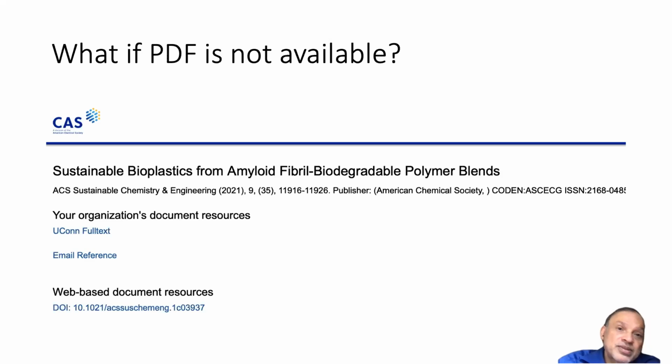But sometimes you don't have a PDF available right away, for whatever reason, copyright reason, or we don't subscribe to that journal, some remote journal that we don't have in our database. At UConn, then it has this option, UConn full text. This is actually quite nice. If you click on this, it gives you a nice little form. You just fill it out with your email, and it will find that article for you and send it to you within 24 hours. This is one of the best things at UConn, I can tell you.